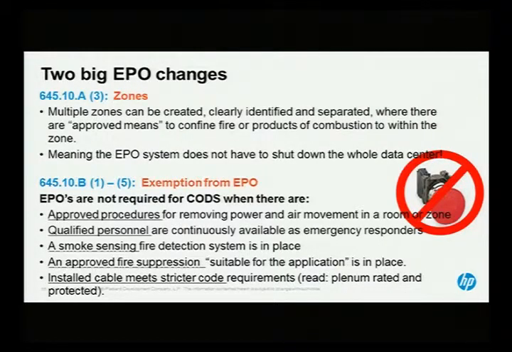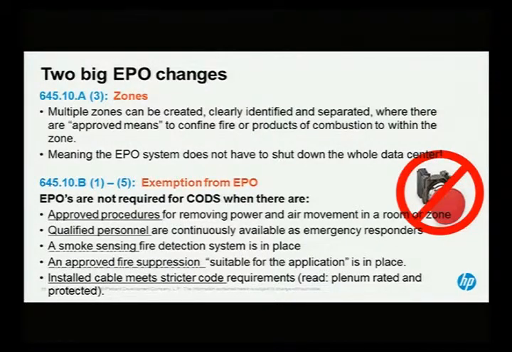There are certain exemptions from EPOs, which we talked about. These exemptions revolve around the CODS, or the codes. Critical Operations Data Systems. Number one, you have to have approved procedures for removing power and air movement in a room or zone. Two, you have to have qualified personnel that are continuously available. In other words, you can't have a dark site. People have to be on site and they have to be qualified personnel.